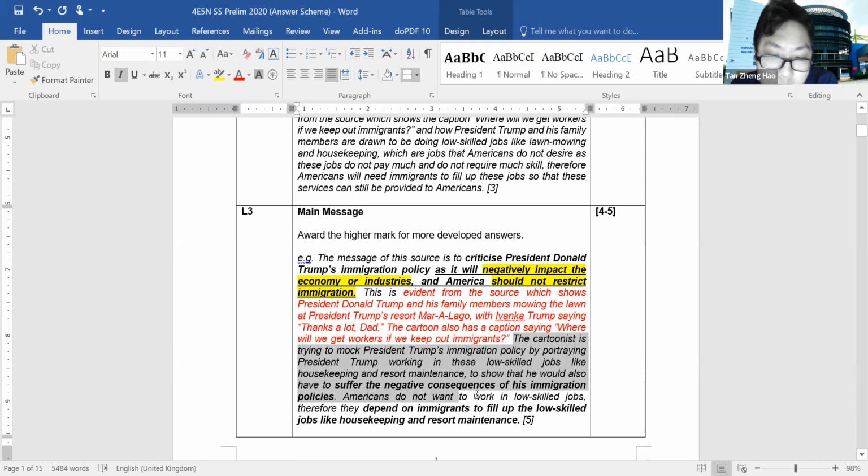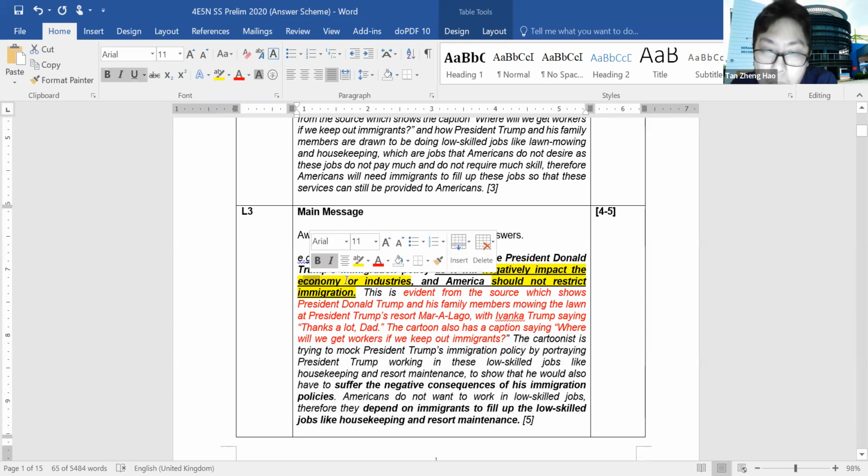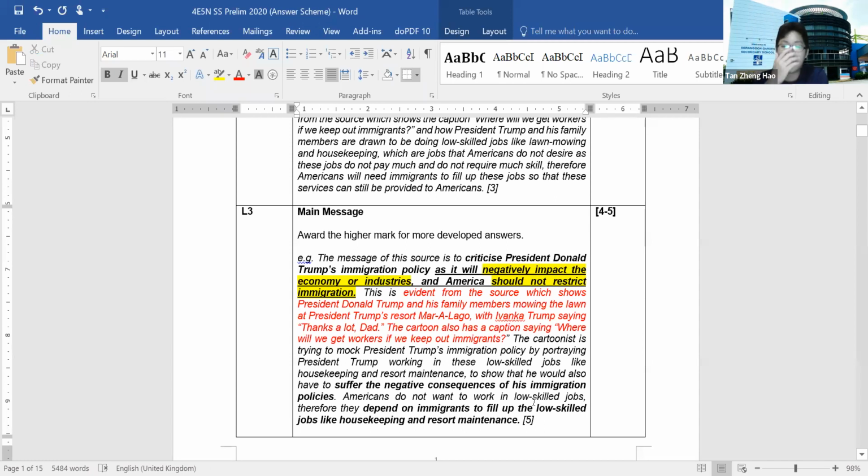So Americans do not want to work in such low-skilled jobs. Therefore, we need to depend on immigrants to fill these jobs like housekeeping and resort maintenance. So basically saying, therefore, we need immigrants, or else we'll end up doing a lot of low-skilled jobs. It'll affect our economy, it'll affect our industries, it'll affect the jobs we do. All right. So this is for inference.